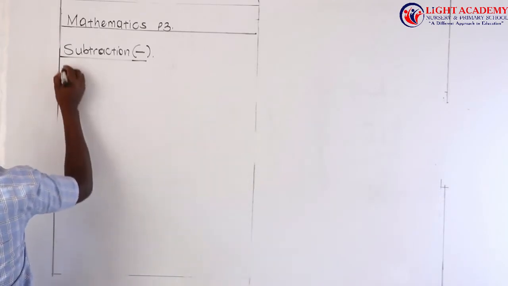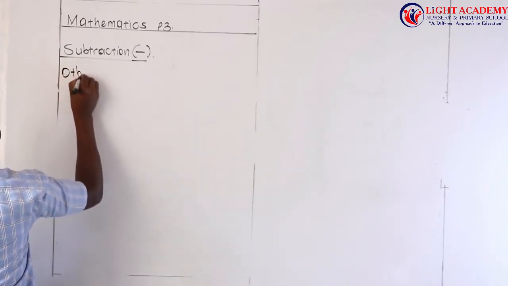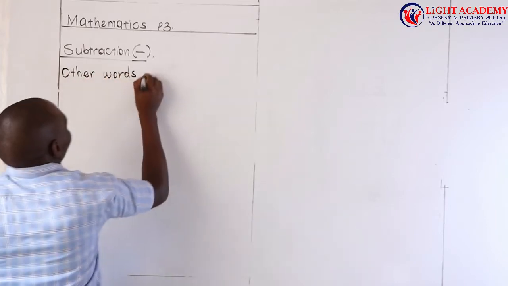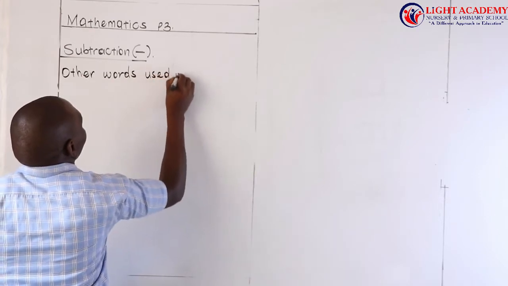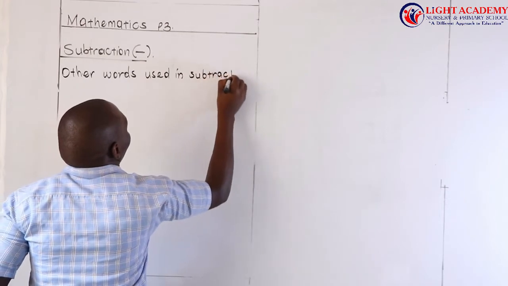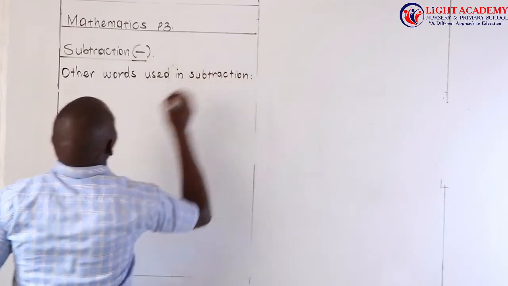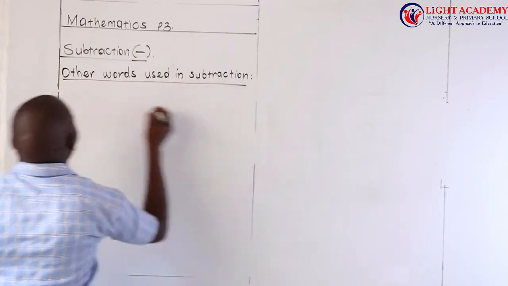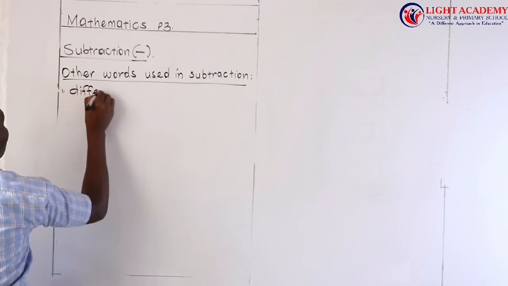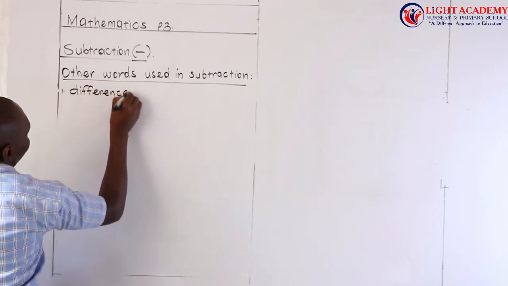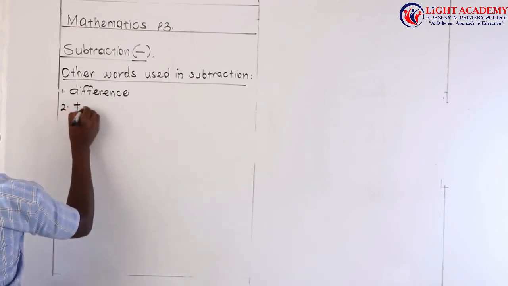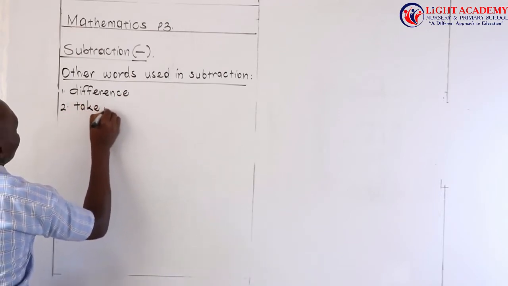Other words used in subtraction. These are other words. We can list them. The first one, we can use the word difference. When you read the word difference in a question of math, it means you have to subtract. There is this other word, take away.